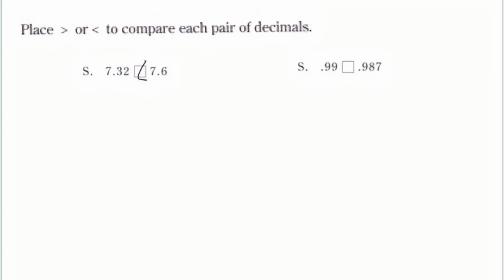0.99 and 0.987. From left to right, 9 and 9, the same. 9 and 8. 8 is less than 9. So 0.99 is more than 0.987.